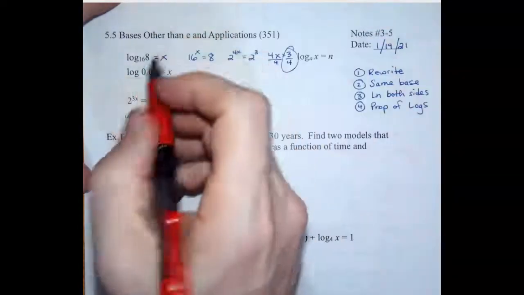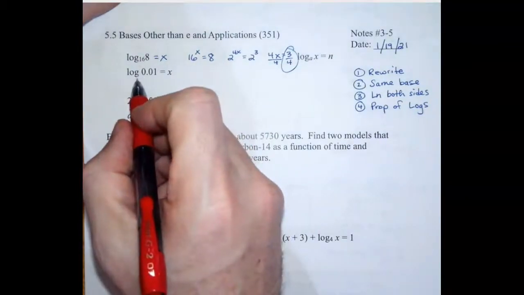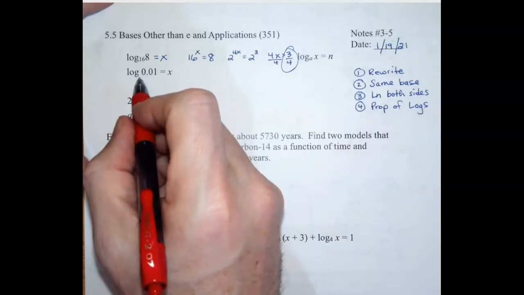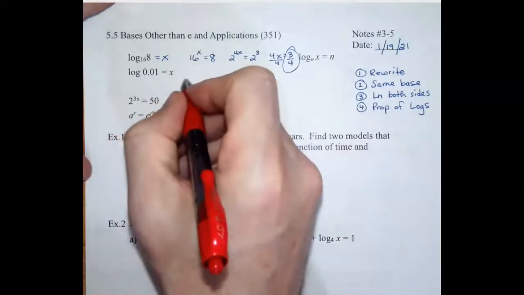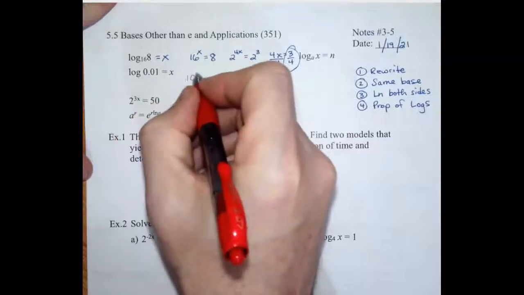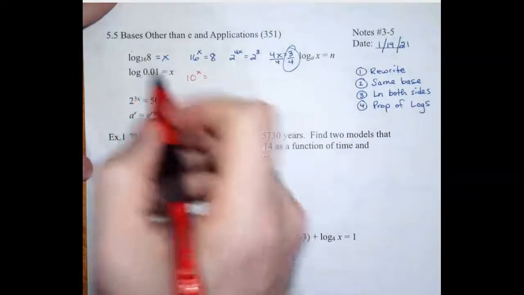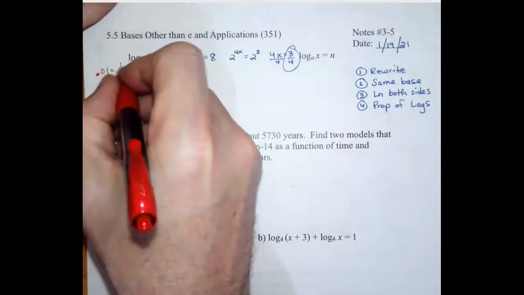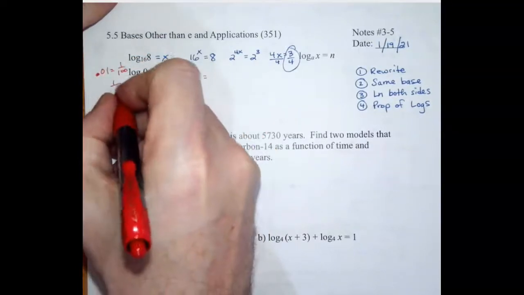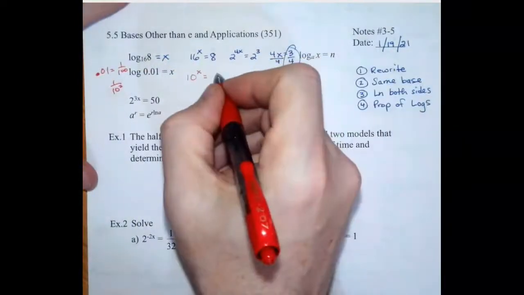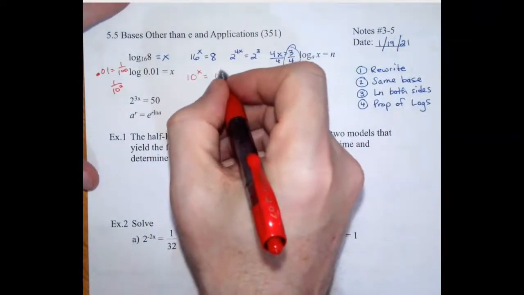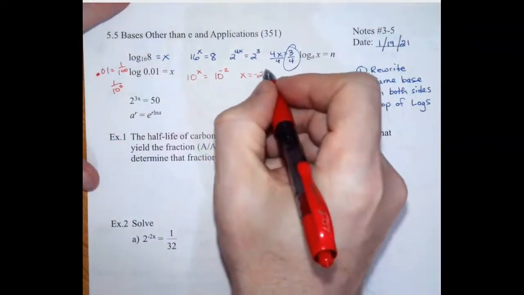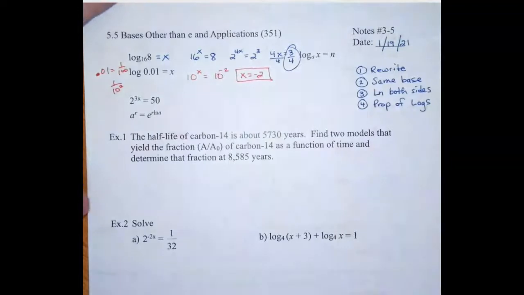Alright. Now in this one, when there's no base given and it's not an ln, then that's the common log. That's base 10. So that's going to be 10 to the x power equals 0.01. But 0.01 is 1 over 100 or 1 over 10 squared, which we could write as 10 to the negative 2, in which case we're focused on x equals negative 2. Okay.